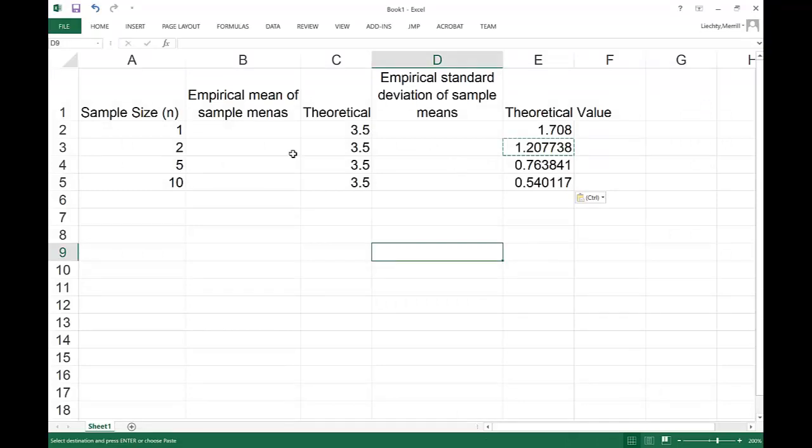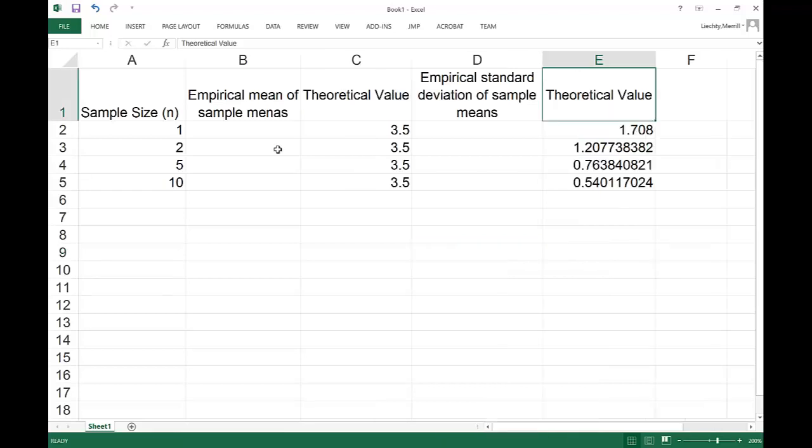If we have a sample of size 1, 2, 5, or 10, then the theoretical mean should just be equal to 3.5. If you take the numbers 1 through 6, add those up, you get 21. Divide that by 6, and that gives you 3.5. So this mean is going to be 3.5.